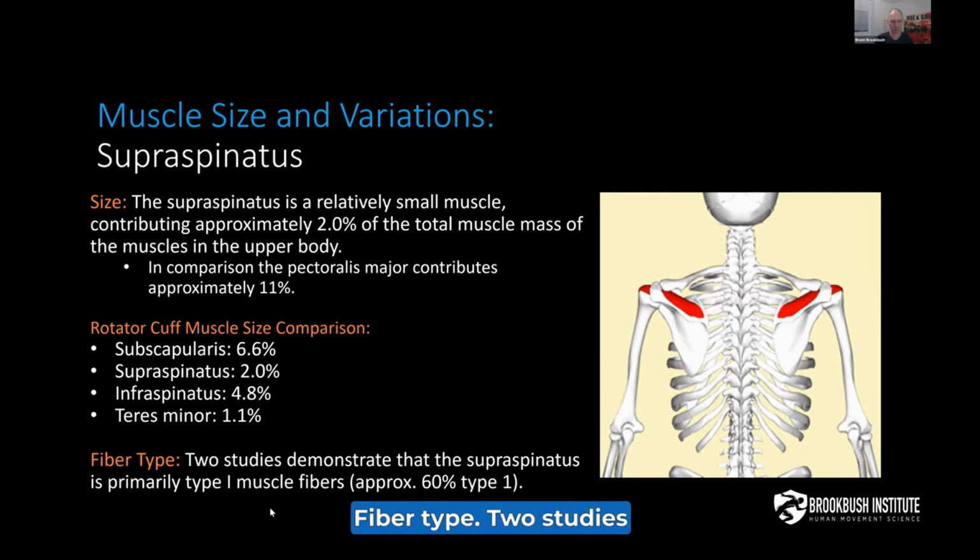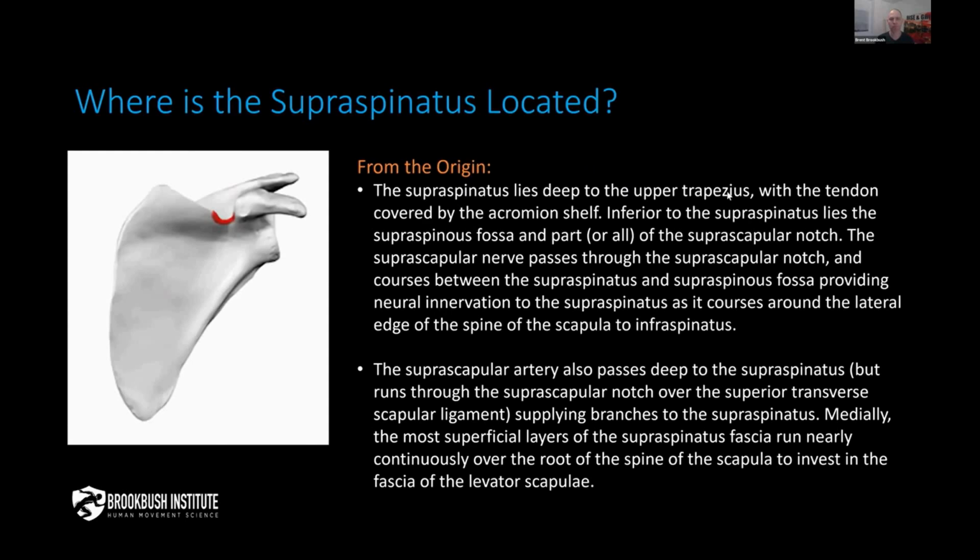Fiber type. Two studies demonstrate that the supraspinatus is primarily type 1 muscle fibers, approximately 60%. That's actually not that uncommon for the human body. I think a lot of muscles we see are more type 1 than type 2. It's pretty rare that we come across a muscle that is more type 2. I know we get taught in school that if you're powerful, you're type 2 dominant, and if you're endurance, you're type 1 dominant. It doesn't quite work out that way. The differentiation in fiber type is not as big as you might expect, and obviously certain muscles will always be more type 1 than type 2, for example, the supraspinatus here.